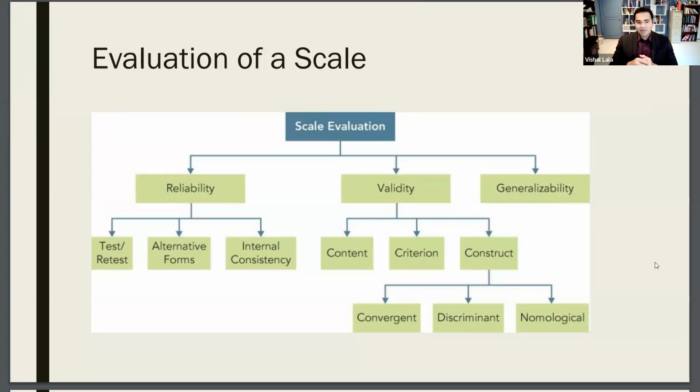This may be assessed many different ways. One is by testing and then retesting like you would in a weighing machine. Another would be finding alternative forms of measurement. So in one case, you use one scale. In another case, you'd use a different measurement form, and then you see if those correlate. If they do, then you've got some sense of reliability in your scale. A third metric most commonly used is the measure of internal consistency.